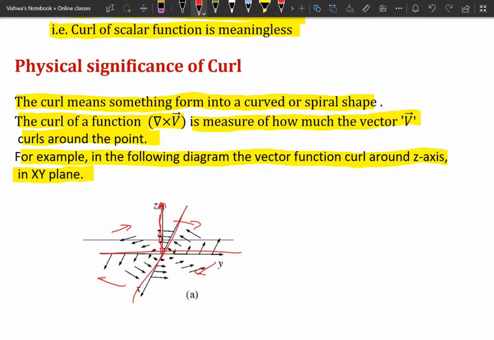Okay, I'll draw here. This is z-axis. Now these curl around z axis in this direction.